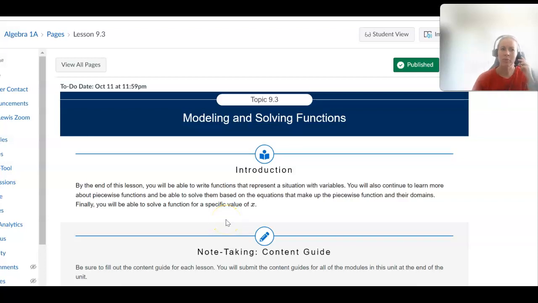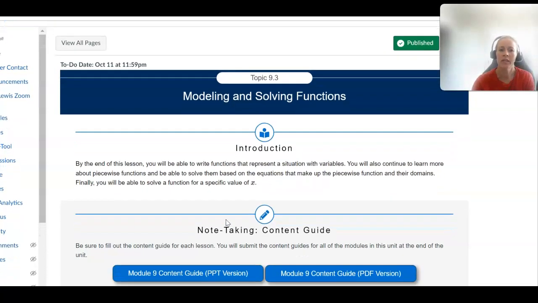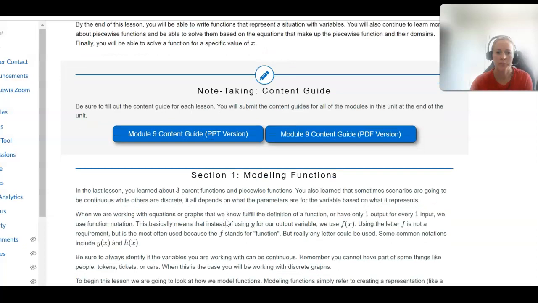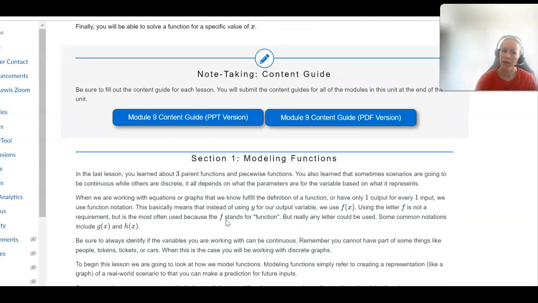In this video, we will be going over Algebra 1, Lesson 9.3. This is just an overview, nothing really new. We talked about parent functions and piecewise functions in the last couple of lessons, and we're going to be looking further at functions and piecewise functions.